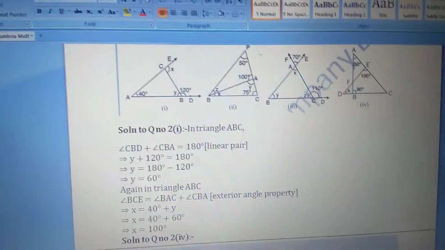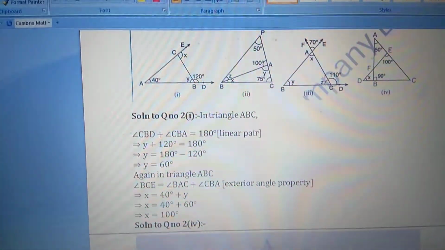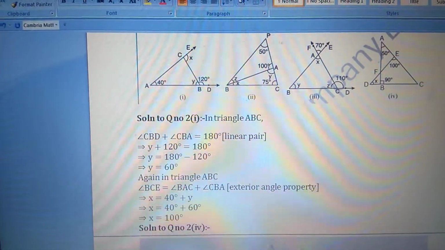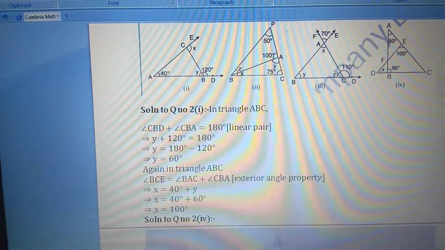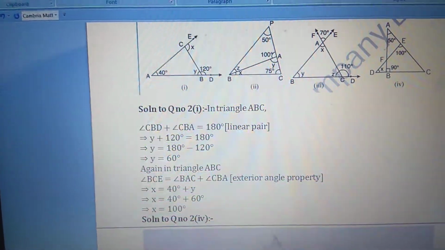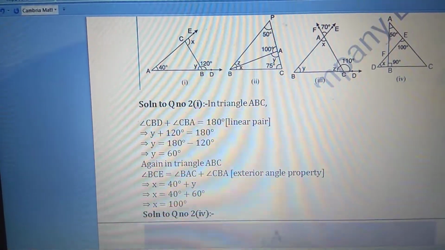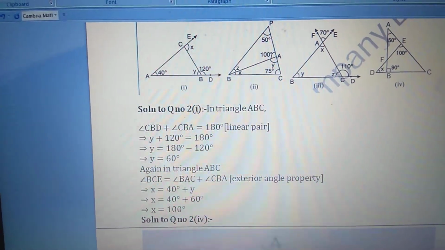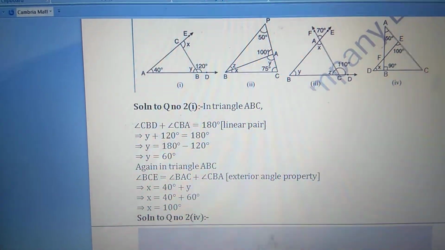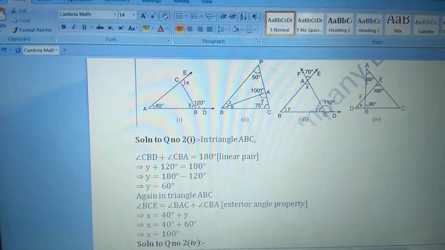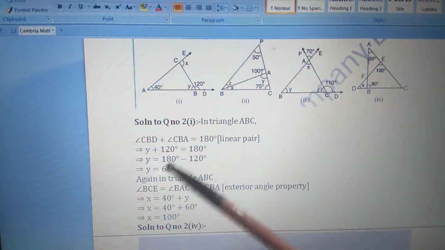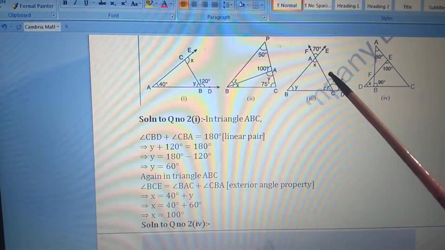In a similar way, you have to do part 3. While doing the second exercise, just remember that the property we learned in the first exercise is also included here. Somewhere we can use the angle sum property also. So parts 2 and 3 I have left for you students.